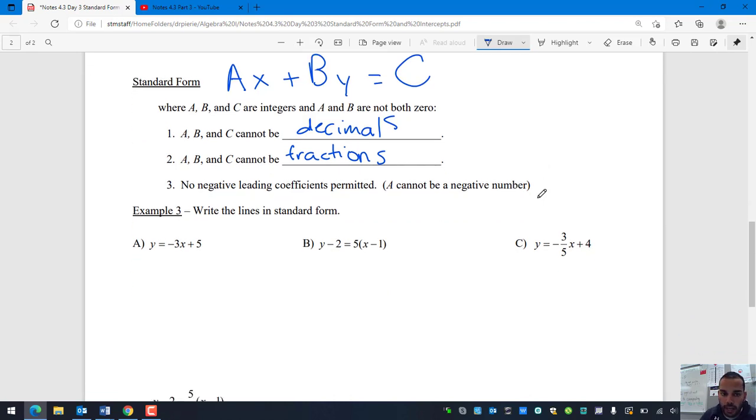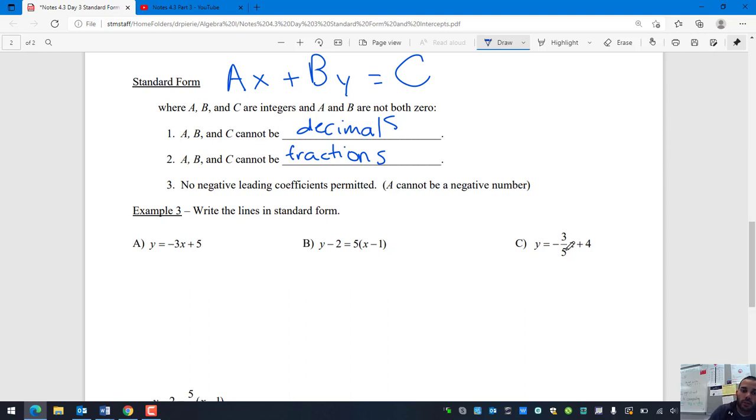And the third rule that it has here is that there are no negative leading coefficients, okay? If we had to paraphrase that, all that means is the first number, letter A, that's attached to X cannot be a negative number, okay? X always goes first, Y always goes second, but A cannot be negative. It's got to be a whole number, and it cannot be negative.